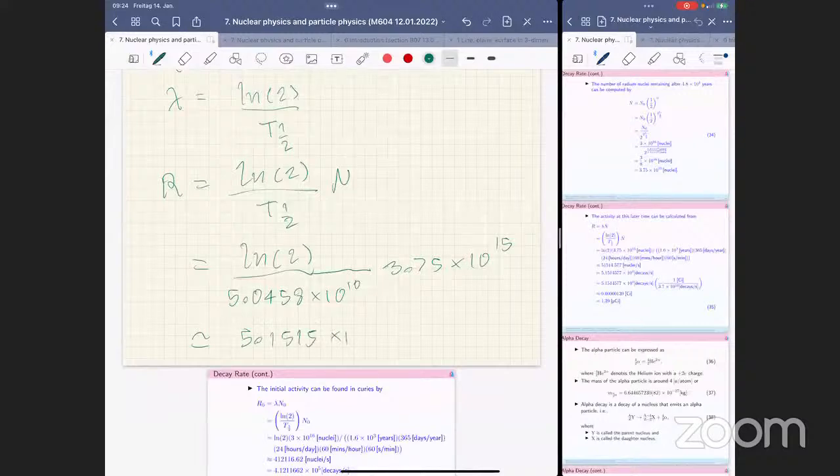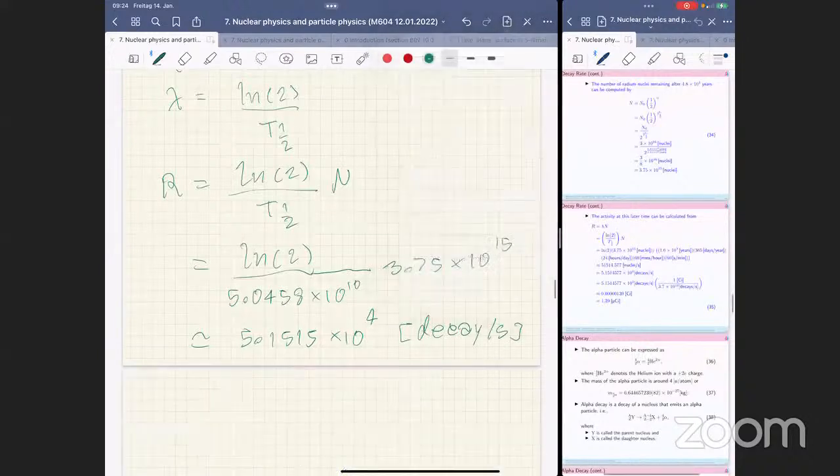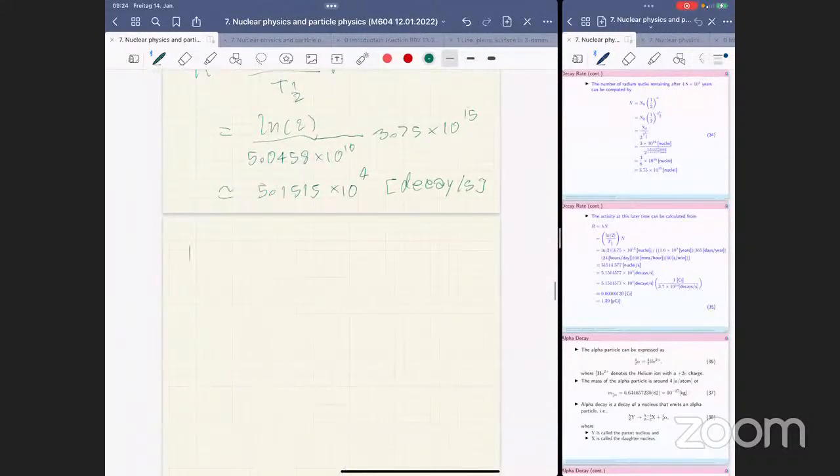Yes, so it's 5.1515 times 10 to the 4, and that's the decay per second. But it's better if we express it in Curie, right? So it's going to be that number 5.1515 times 10 to the 4 divided by the scaling by Curie, right? It's 3.7 times 10 to 10, and you're going to get the result.